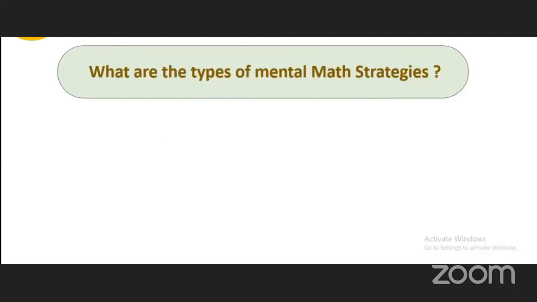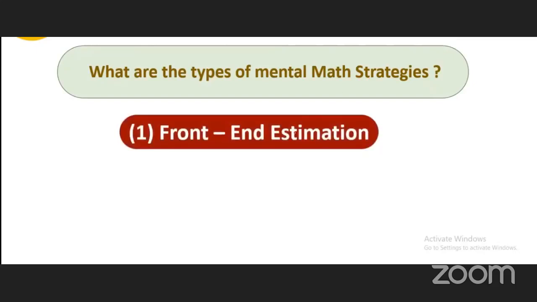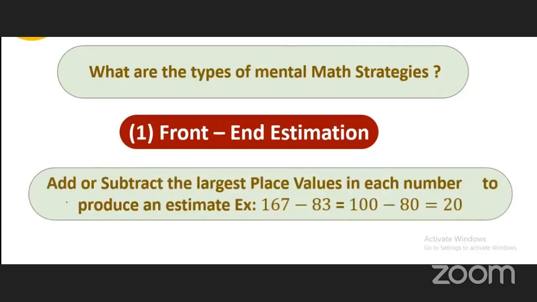What are the types of mental math strategies? First one, front-end estimation. How can we use front-end estimation to make our mental addition? Here, we add or subtract the largest place values in each number to produce an estimate. I don't understand. Please give us an example to know how we can add or subtract the largest place value in each number to produce an estimate. Look at this example.